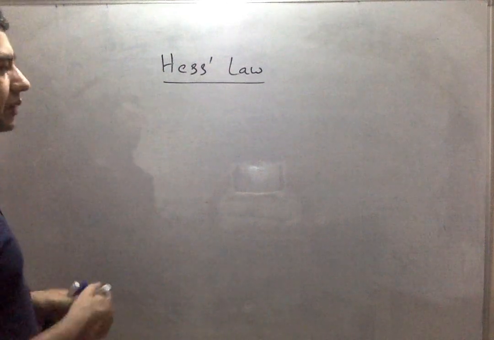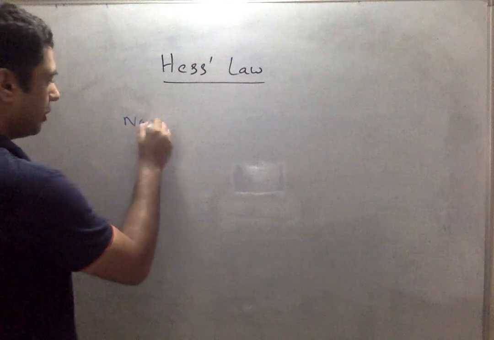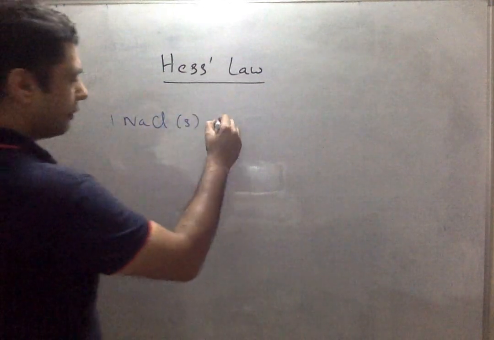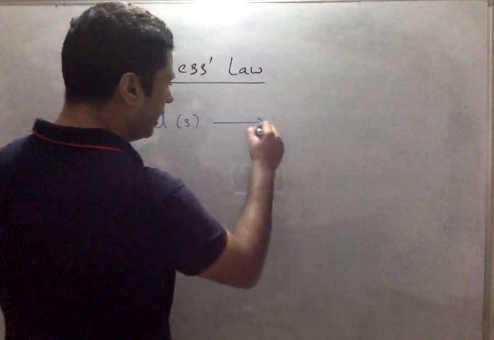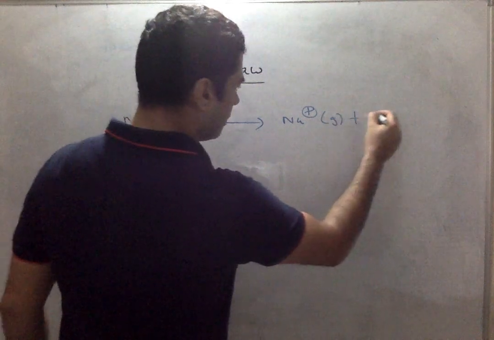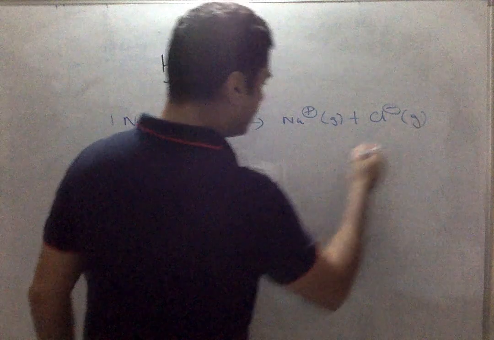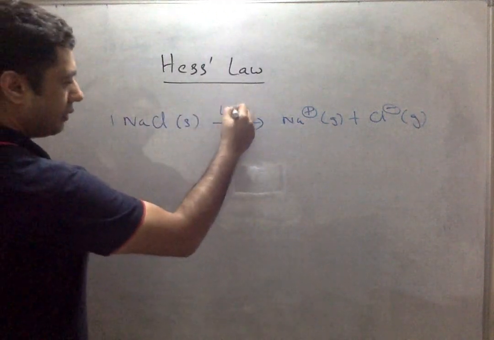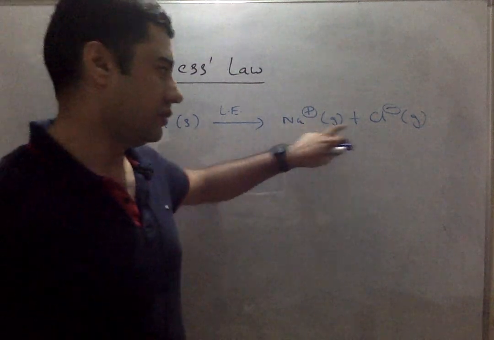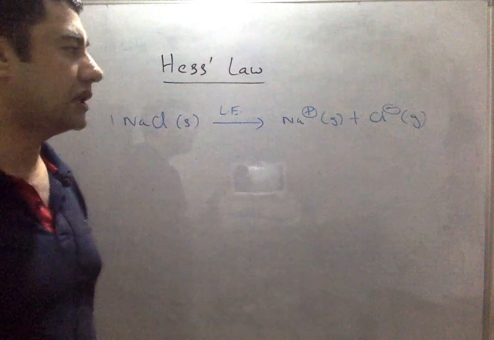So let's say we want to calculate the lattice energy of a salt, which is sodium chloride. So we want the lattice energy of sodium chloride, which essentially means that if you take 1 mole of solid sodium chloride, then how much energy is required to dismantle it into the corresponding constituent ions. So what is the amount of energy which is required to dismantle this solid ionic compound back to its individual constituent ions in the gaseous state? This is what is referred to as lattice energy.